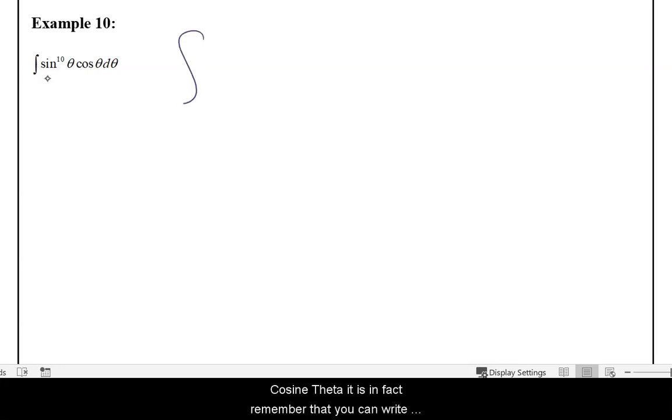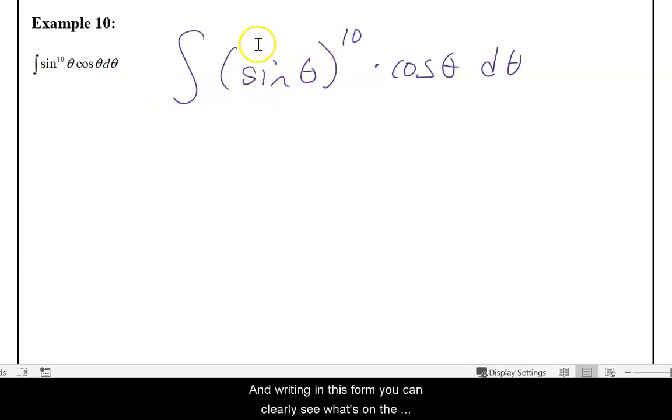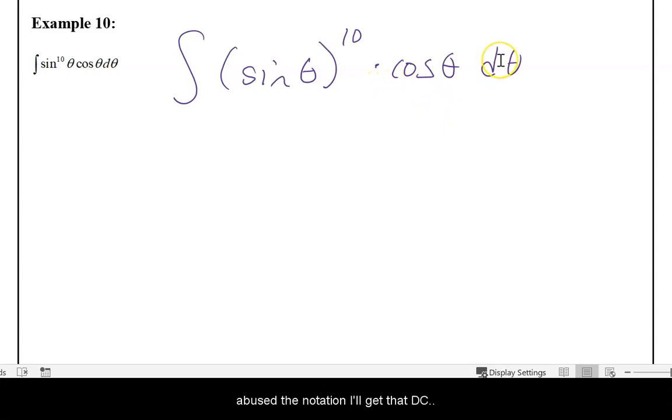Remember that you can write it this way, the sine of theta to the 10th power times the cosine of theta d theta. Can you see that this is more complicated? And writing it in this form, you can clearly see what's on the inside is sine of theta. The better part is thinking ahead, which is what you need to start trying to do. The derivative of sine theta is cosine theta. And when I abuse the notation, I'll get that d theta.